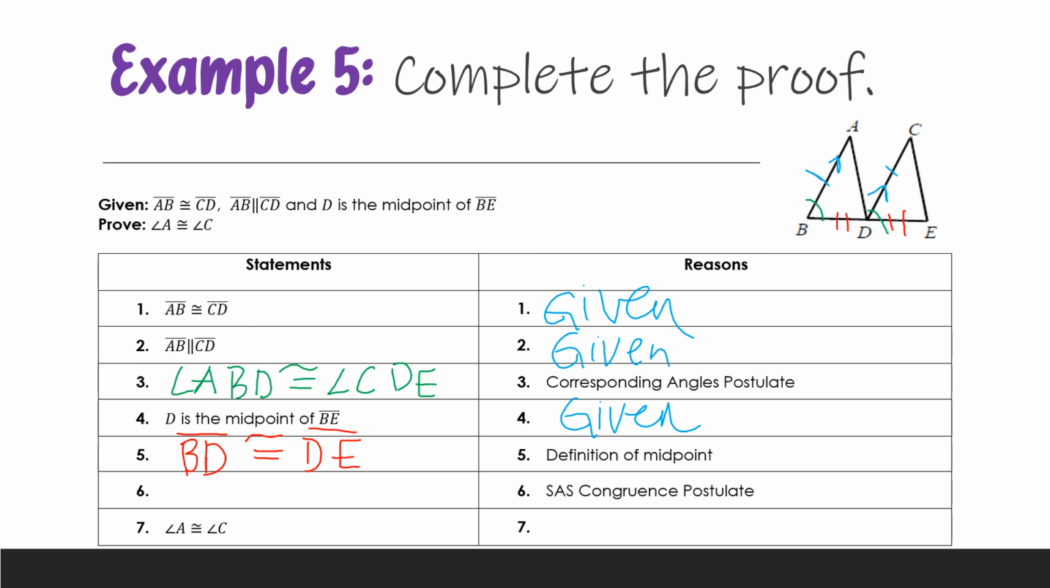And so now if we look at what we have, two pairs of corresponding sides marked. Their included angles are congruent. So we know that these two triangles are going to be congruent by side angle side. So triangle ABD is congruent to triangle CDE. And if those triangles are congruent, then we know their corresponding parts are congruent. So we are specifically looking at trying to prove angle A and angle C are congruent. So now we can state that angle A and angle C are congruent because corresponding parts of congruent triangles are congruent.